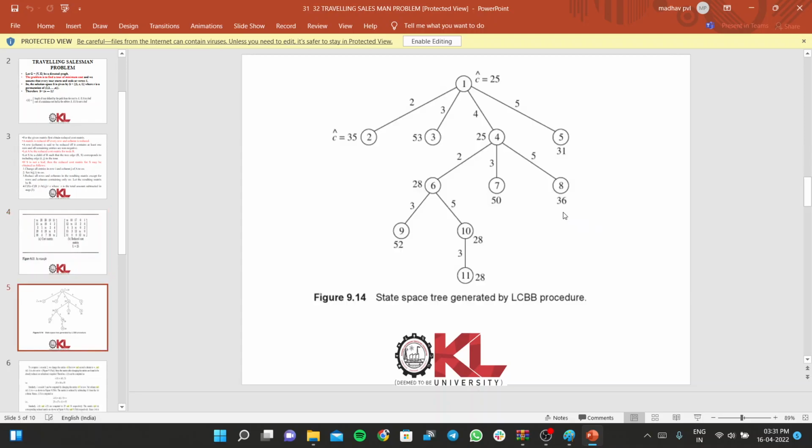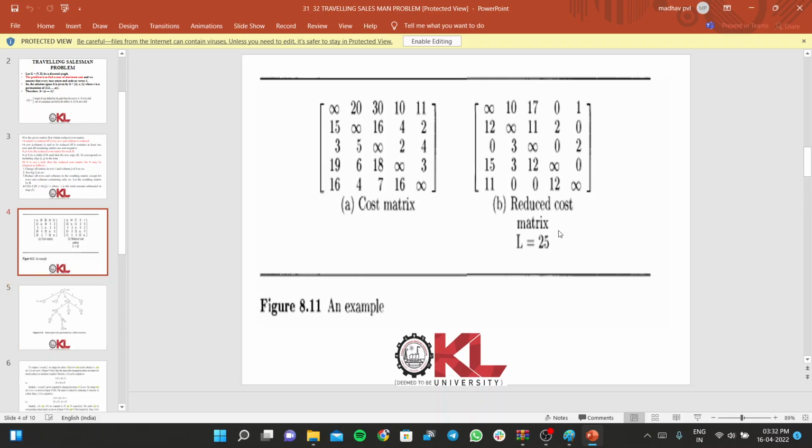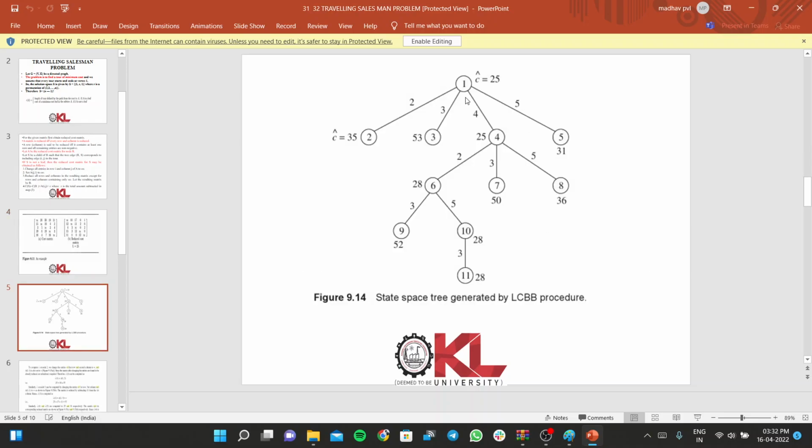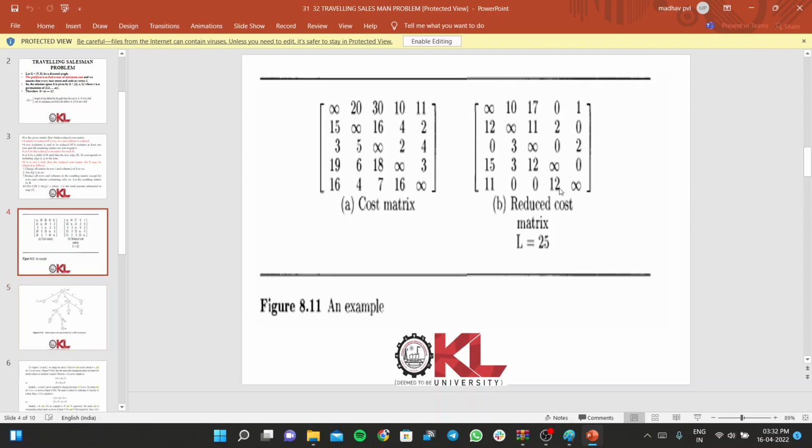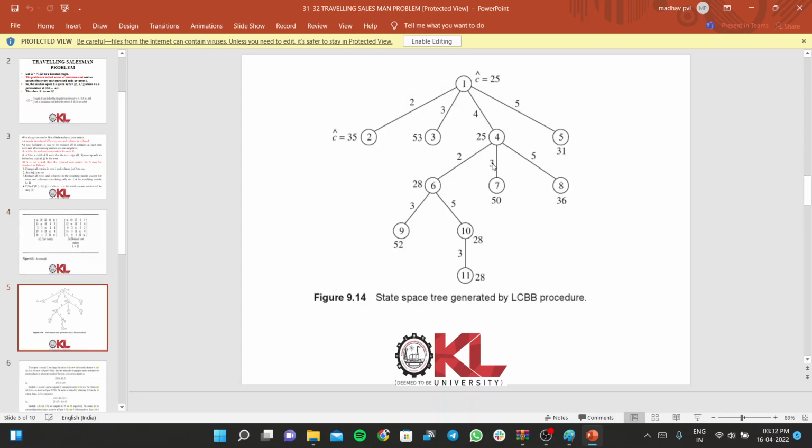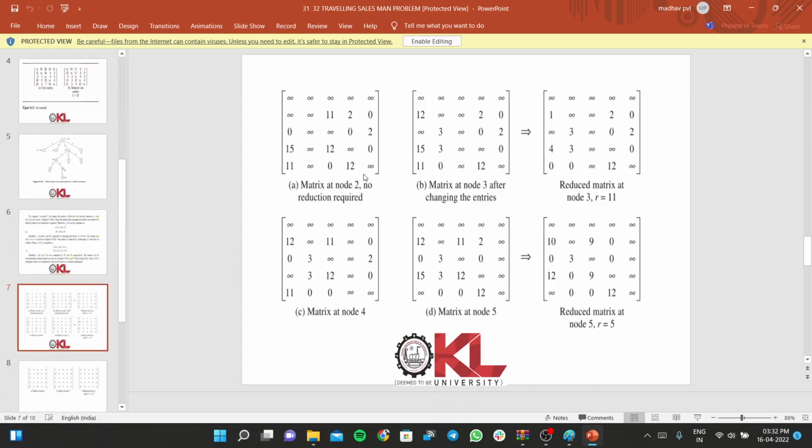After considering the value of 25, we need to draw the state space diagram for our problem. The first reduced cost is 25, and we consider 1 and 2, 1 and 3, 1 and 4, 1 and 5, as there are 5 rows and 5 columns. If we consider 1 and 2, the first row and second column should become infinite, and the 2, 1 value should also become infinite. From now again we perform the row reduction and column reduction.